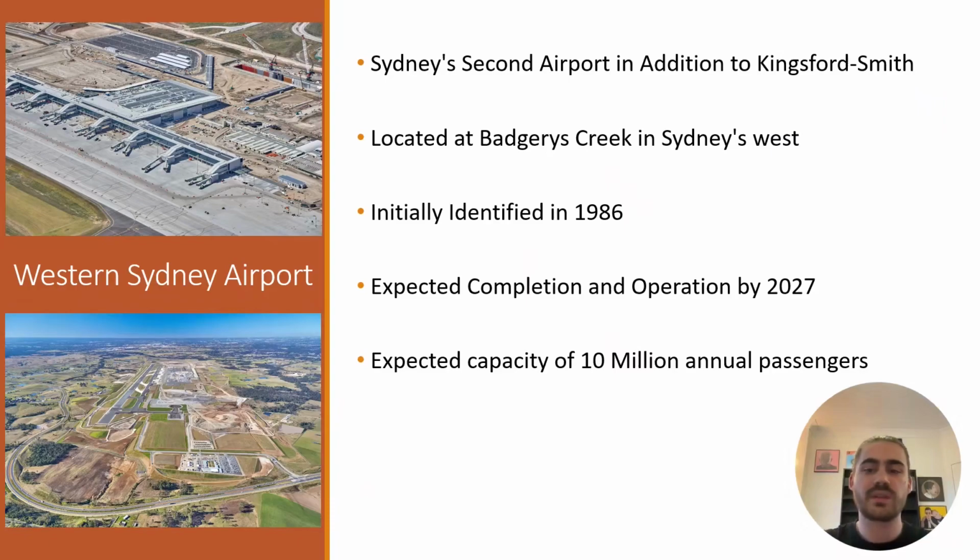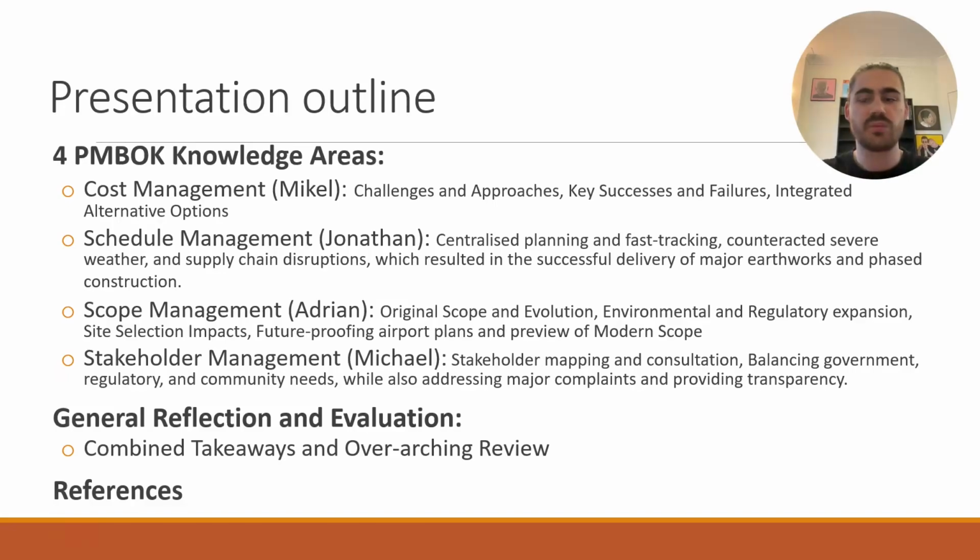Western Sydney Airport was designed to be Sydney's second airport, located in Badgerys Creek in Sydney's west, as initially identified in 1986. The project is expected to commence operation by 2027, with an expected final capacity of up to 10 million passengers every year.